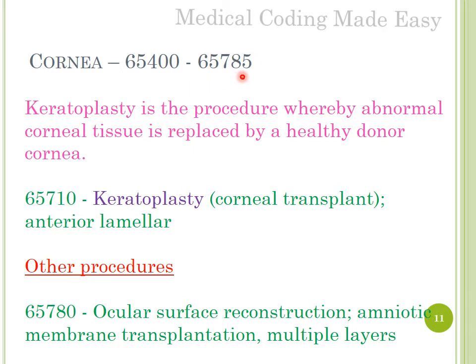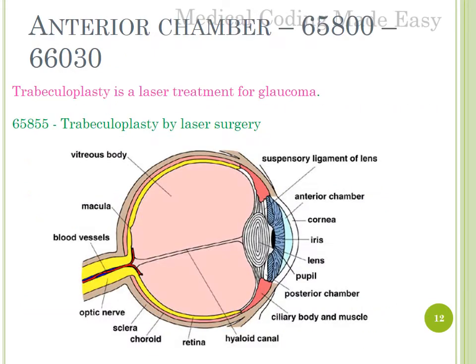So cornea codes are 65400 to 65785. Take keratoplasty: in the anatomy or medical terminology part, when you look up keratoplasty you will have 4 options. From that we can see keratoplasty comes under cornea. What is plasty? This comes under repair. So keratoplasty is a procedure whereby abnormal corneal tissue is replaced.